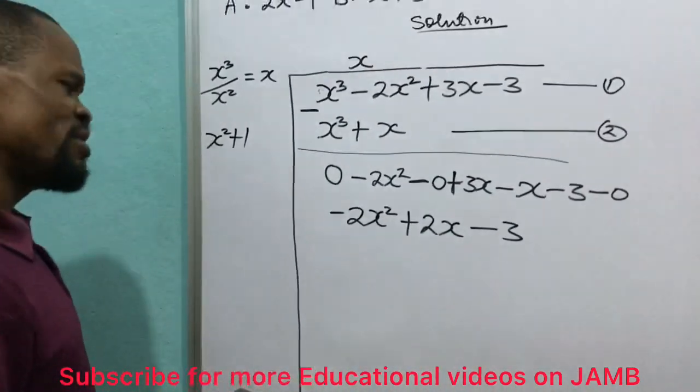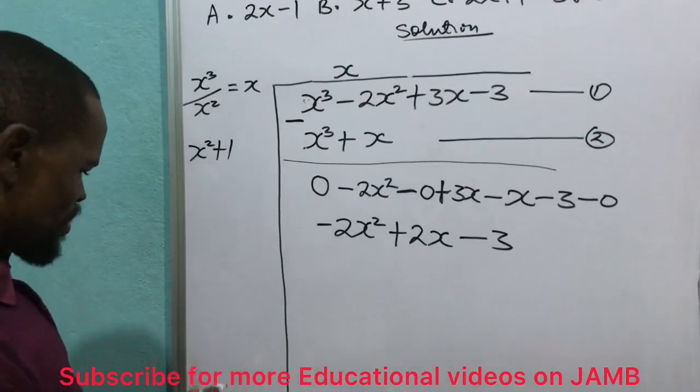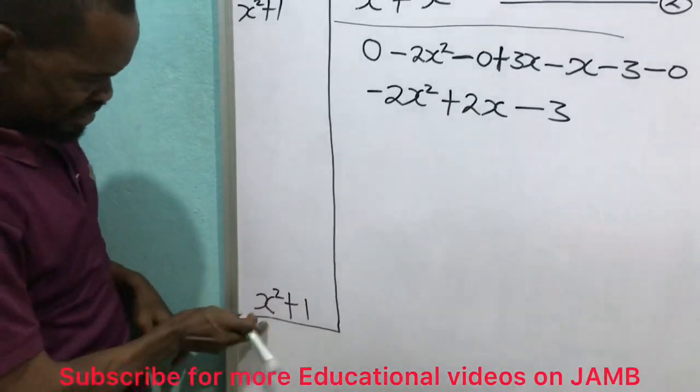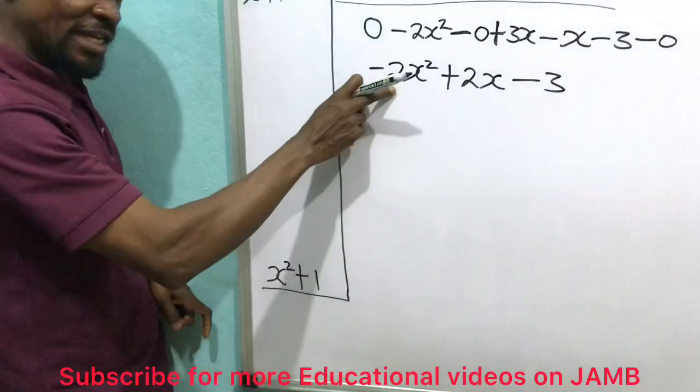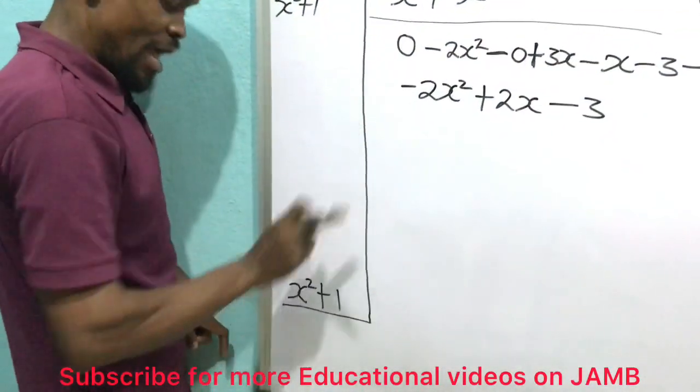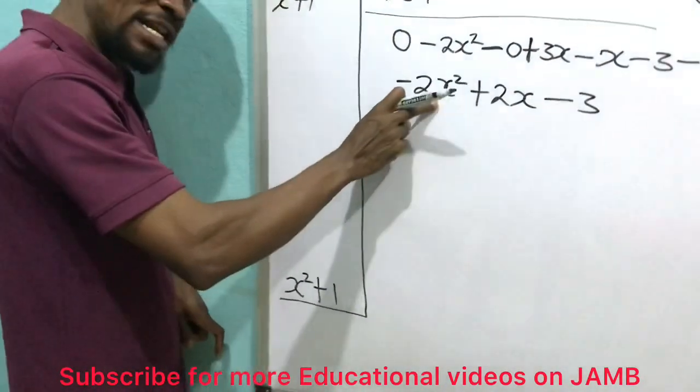Then when I have done that, I will go again to divide. I will also use this x raised to the power 2 again to divide this, as I did before. I'm going to use x raised to the power 2 to divide this again.